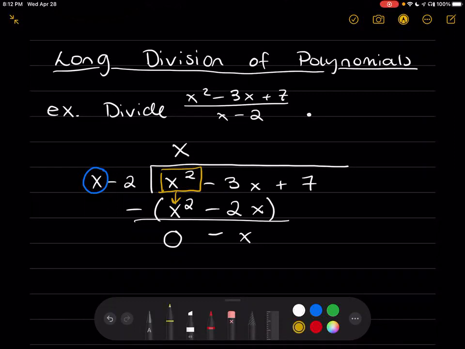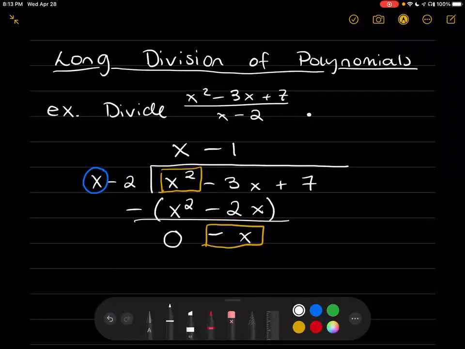And now we do the next one, same kind of thing. So now instead of looking at the x squared, we're going to do this term now. And we ask, okay, what can we multiply the thing in the blue circle by to get to the thing in this new yellow box? The blue circle is just an x, and the yellow box we're looking at now is a negative x. So we need a minus 1. So we'll put that up here. So we have an x minus 1 up there on top.